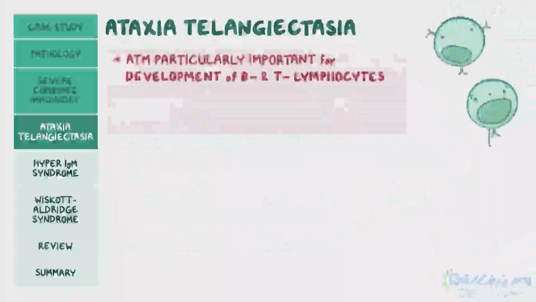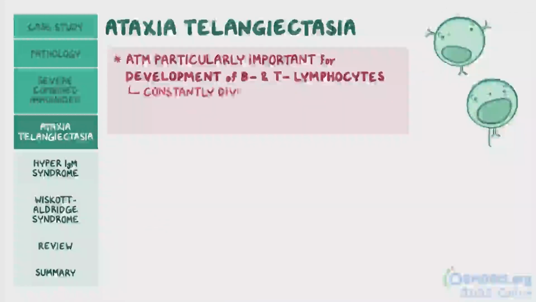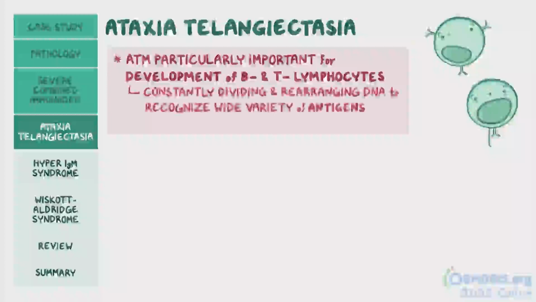Now, for your exams, keep in mind that ATM is particularly important for the development of B and T lymphocytes, since these cells are constantly dividing and rearranging their DNA to recognize a wide variety of antigens. So, this means they're much more prone to DNA damage as a result.